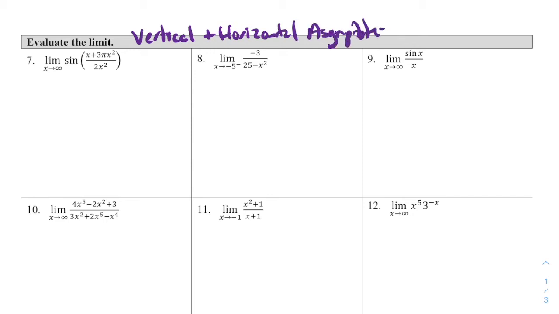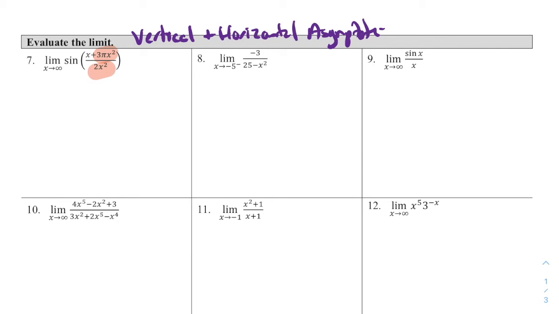All right, so we've got the limit as x approaches infinity for the sine of (3πx² + x) over 2x². In this case, again, when we're talking about limits going towards infinity or negative infinity, we only care about the largest exponent terms. And so the fact that this is a sine, I'm not worried about it quite yet, but I am most interested by this 3πx² and this 2x².